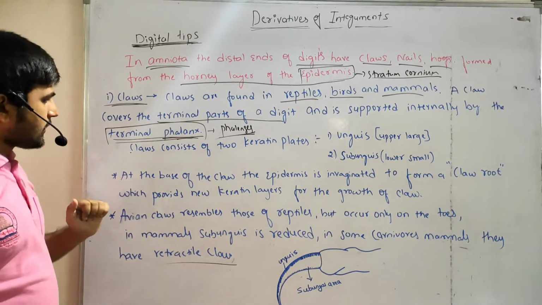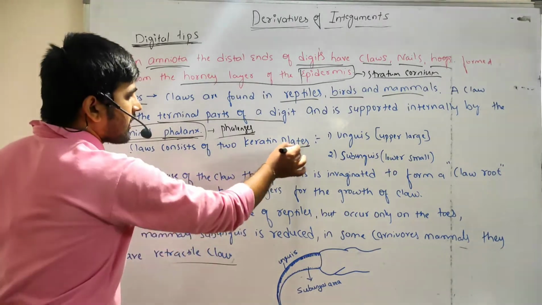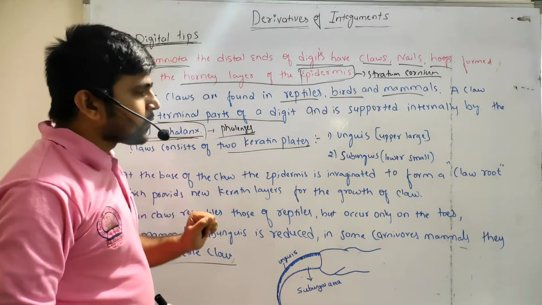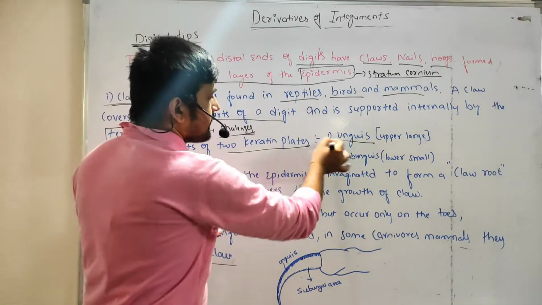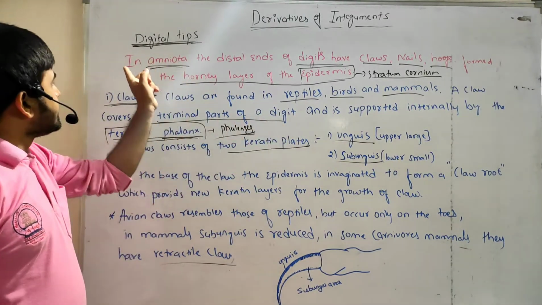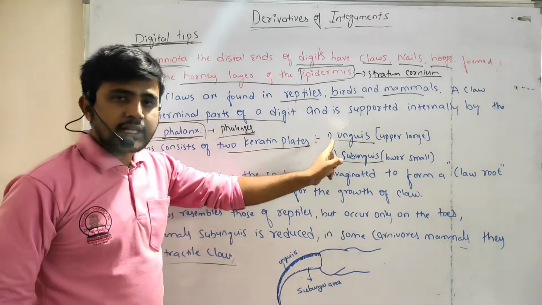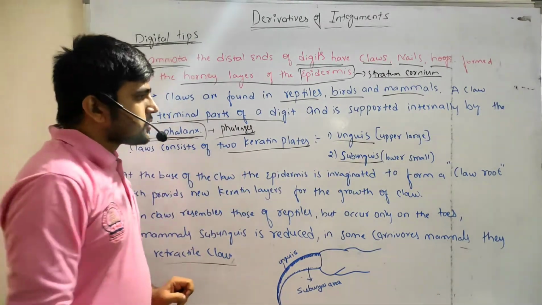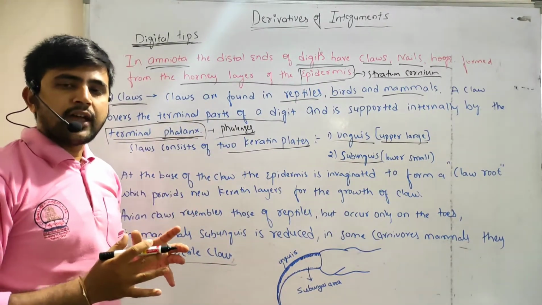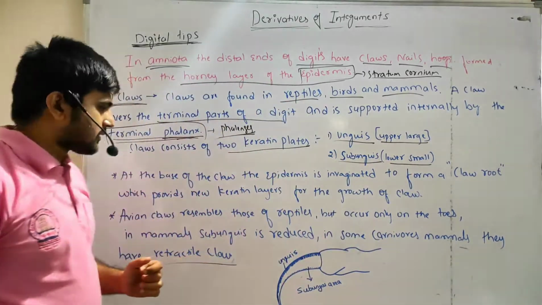The second point is that claws consist of two keratin plates, which we already know. The first is anguis and the second is subanguis. So claws are made up of anguis as well as subanguis. Anguis is the upper, large layer, and subanguis is lower and small.